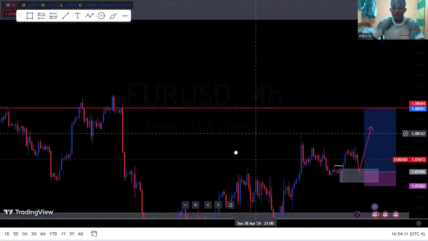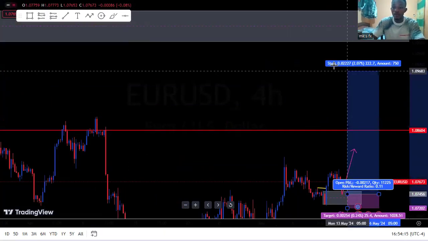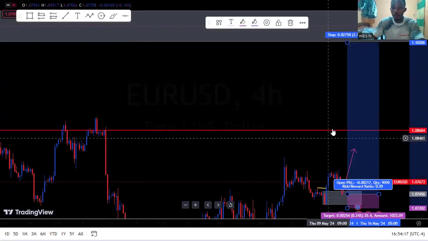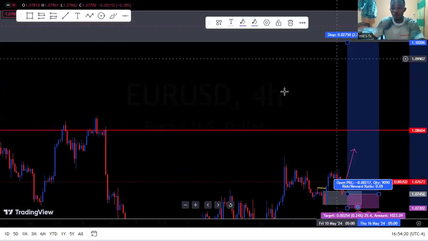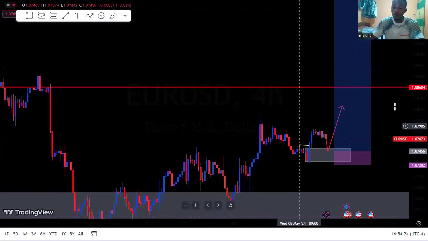There is a possibility that it's even going to break this high and come up here, right up to this zone. So this is going to be my take profit 1 and my take profit 2 line up there. So that will be my analysis for Euro USD.